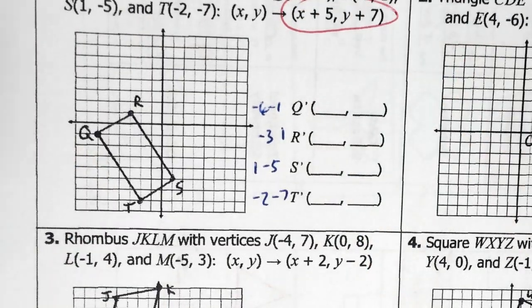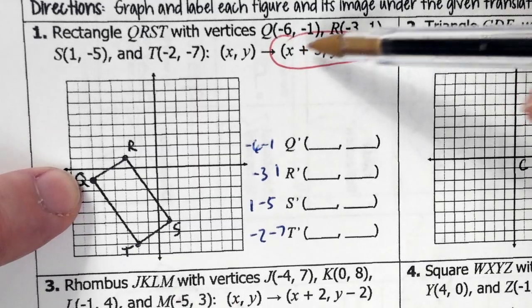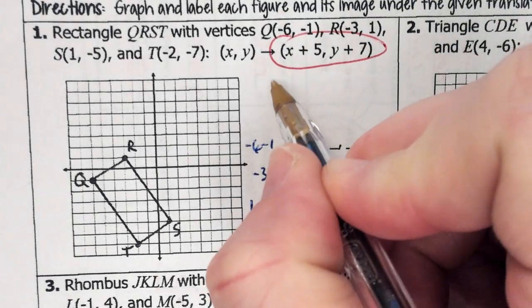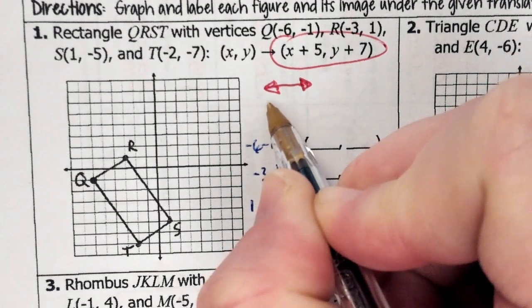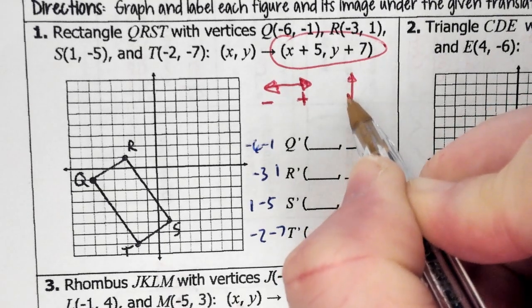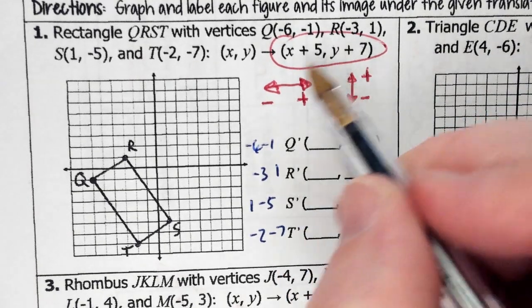There are 2 ways to do this. One is to take this picture and go +5, +7. The most important part is you need to go left or right first, so negative versus positive. And then we need to go up or down: negative is down and positive is up. So these are the directions.